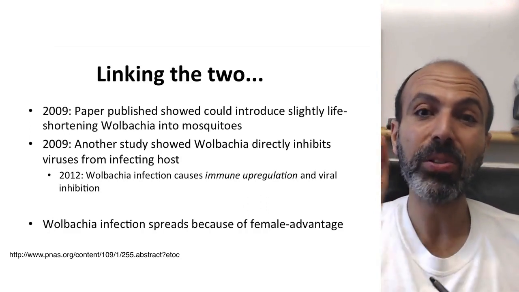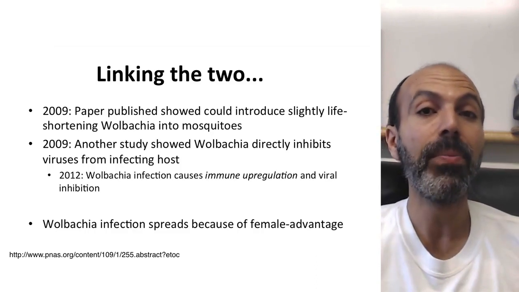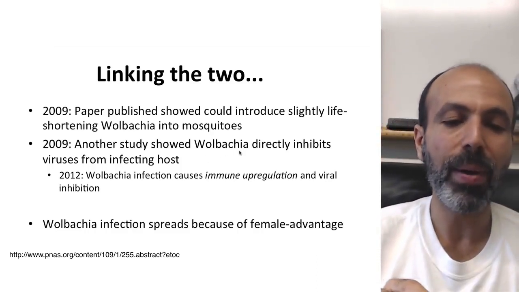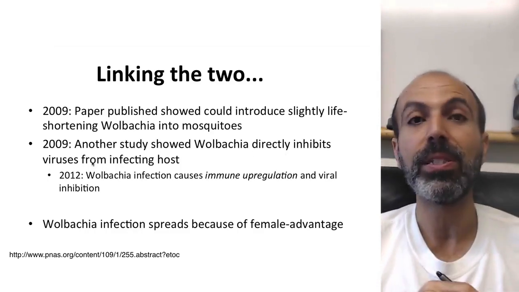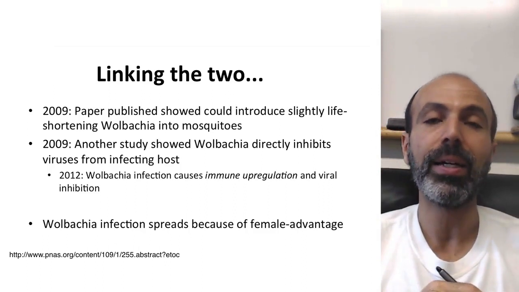And you can actually introduce this Wolbachia that makes it so the mosquitoes are still alive, they're still having kids, but they're not actually transmitting dengue. Another study in 2009 showed that Wolbachia directly inhibits viruses from infecting the host. So it's actually potentially blocking them from getting Wolbachia.